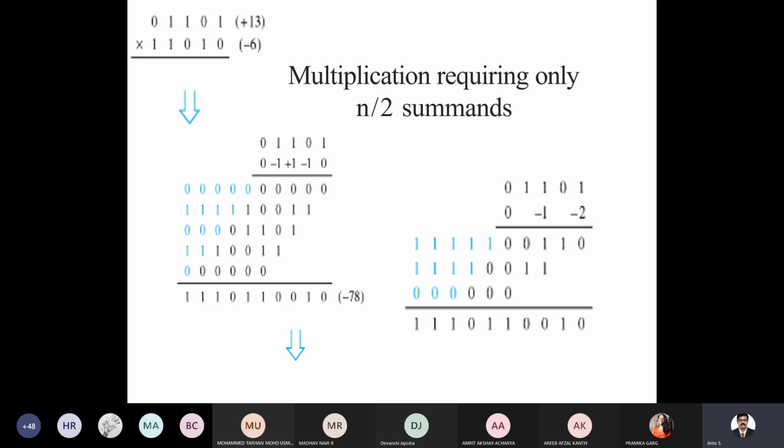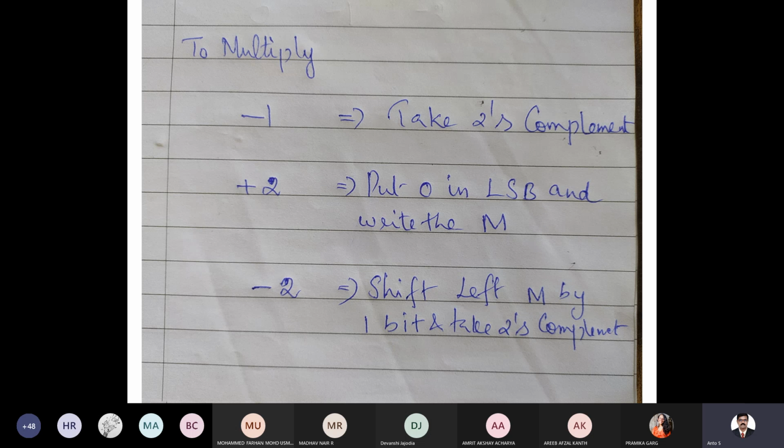Okay. Now before going for multiplication, I will show you another one. How to multiply. All of us know multiplication with 1, what to do. With 0, we know what will be the output. For minus 1, you have to take 2's complement. This also I hope all of you know. It will come in digital electronics itself. If you want to multiply a number with minus 1, you have to take the 2's complement of the multiplicand.